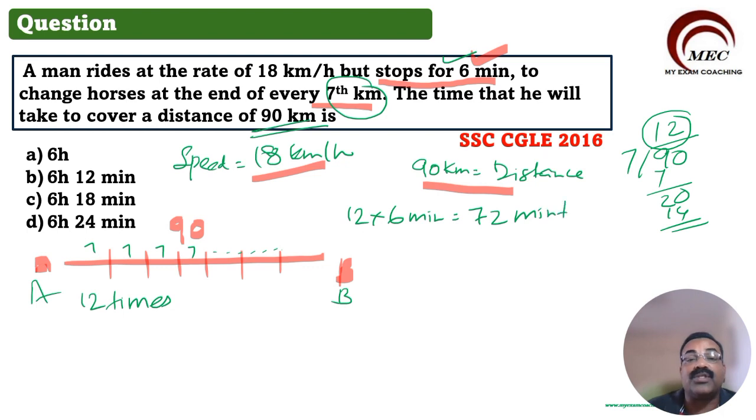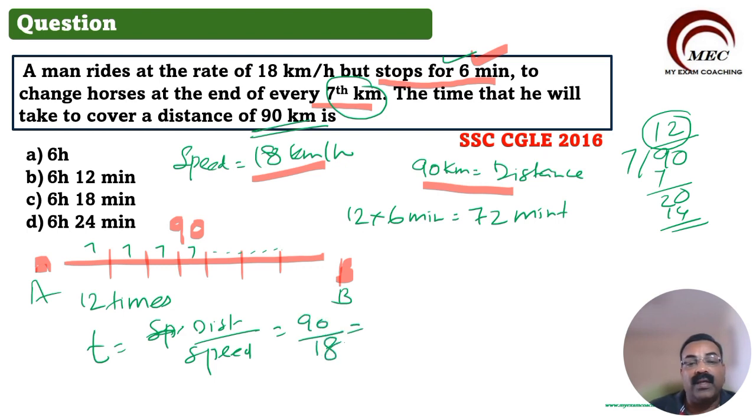Now let us see what is the time taken to cover 90 kilometers at 18 km per hour speed. Time is equal to distance by speed. Distance is 90 and speed is 18. So 18 and 90 you can cut, 9 tens are 90, 9 twos are 18, which is 5. 5 hours.